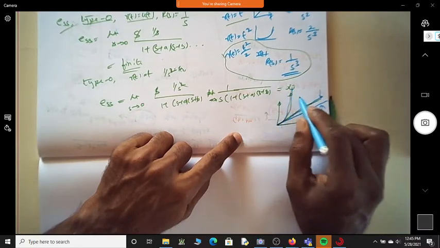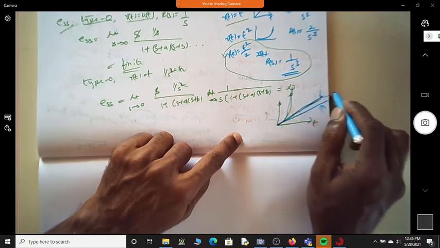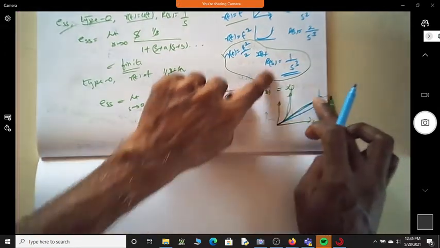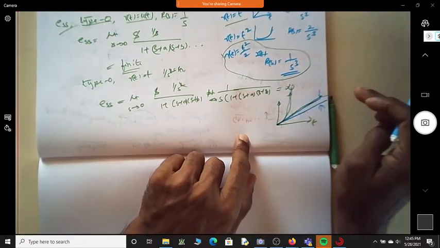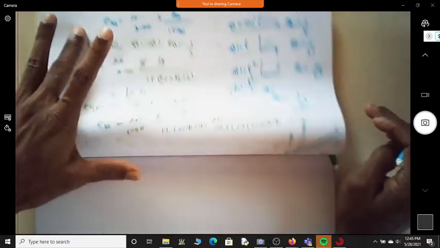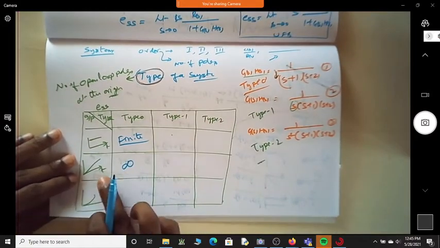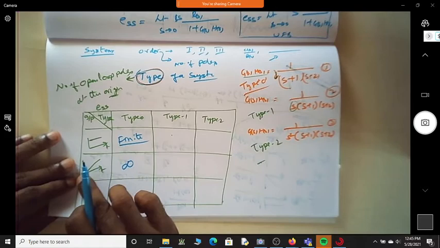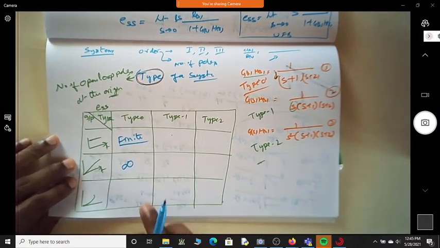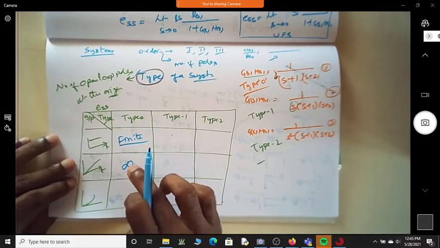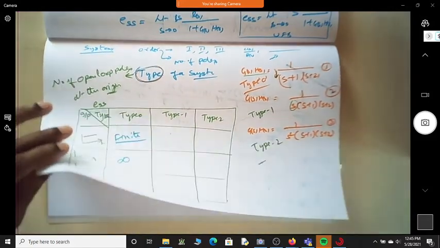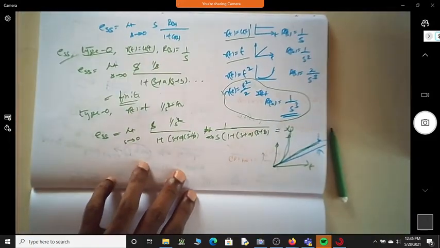If this is the output, as t is tending to infinity, this is going this way, this is going this way. How much is the error from this to this? Infinite, sir. That's what this means. You are expecting the output to be here, but the output is somewhere else. That's what you mean by an infinite error over here.